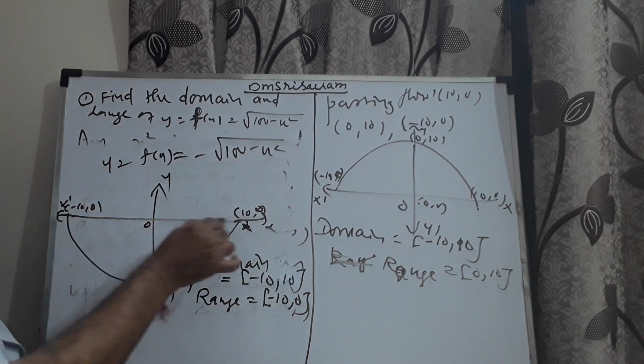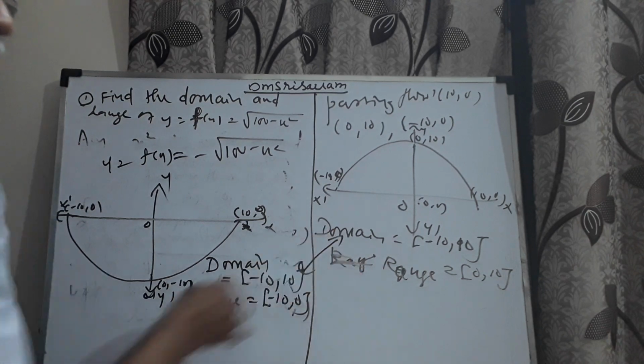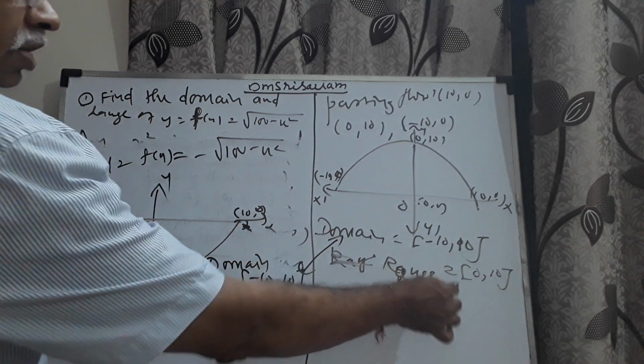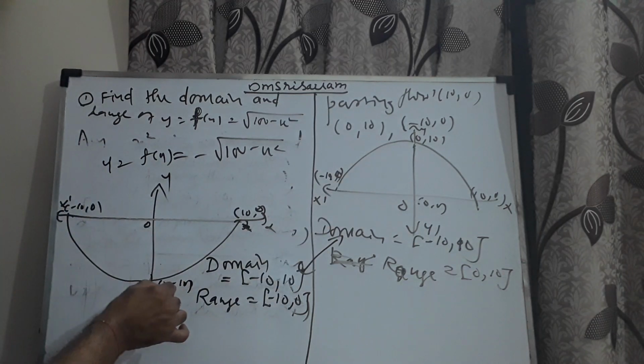What are all the possible values x can take is the domain. Therefore, [-10, 10], the domain is the same for both. Whereas the range here takes only positive values, closed interval [0, 10]. Here it takes only negative values. Therefore, closed interval [-10, 0].